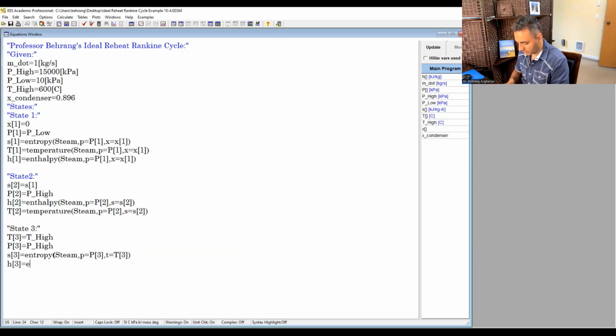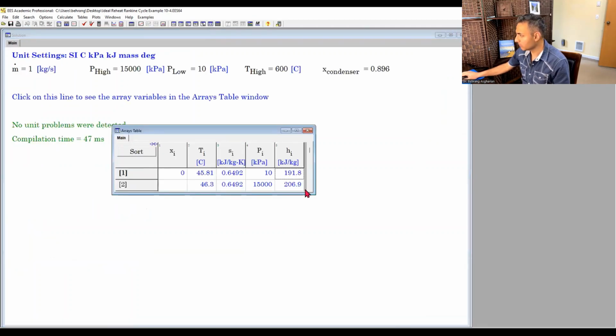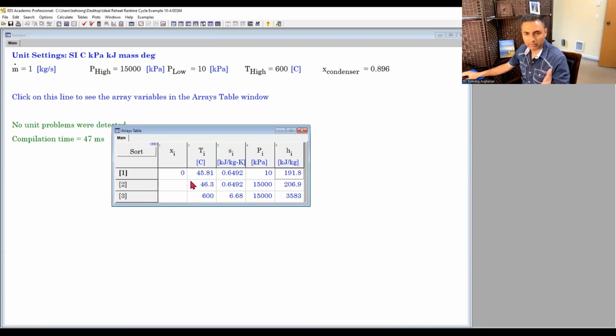H3 is the enthalpy of steam. I'm going to copy this, Control C, and Control V. Done. T, P, S, H. I got those 4 things that I wanted. Usually you save it, you run it, and you look at your array table to see what's going on. The array table is good to go. I don't need to find the quality over there. So I have these 4 values.